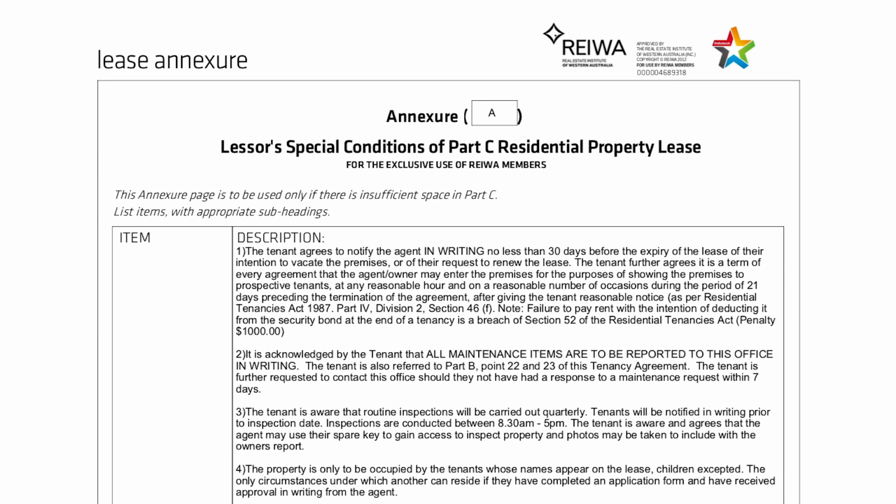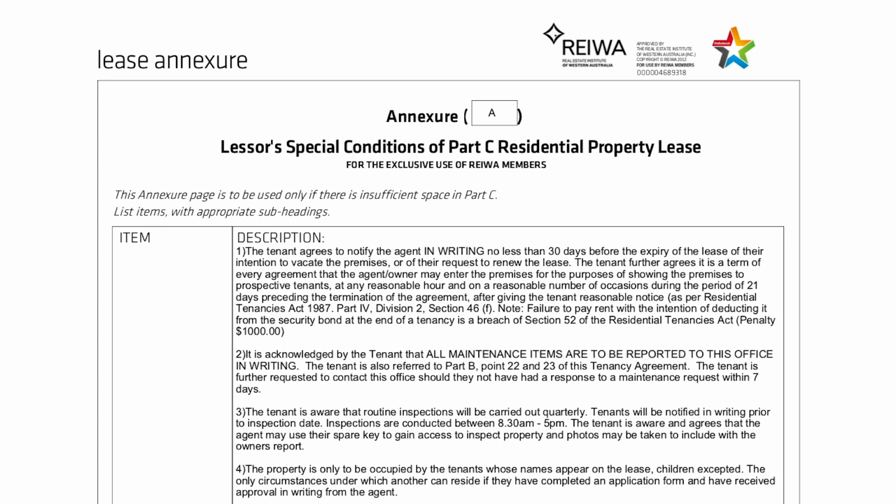The tenant agrees to notify the agent in writing no less than 30 days before the expiry of their lease of their intention to vacate the premises or their request to renew their lease. It is acknowledged by the tenant that all maintenance items are to be reported to the office in writing. The tenant is aware that routine inspections will be carried out quarterly.